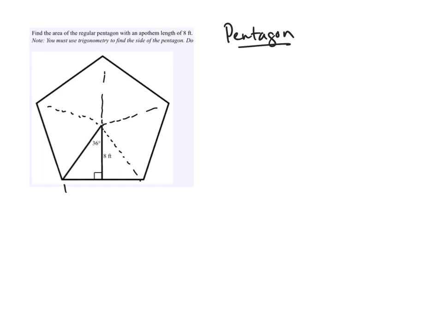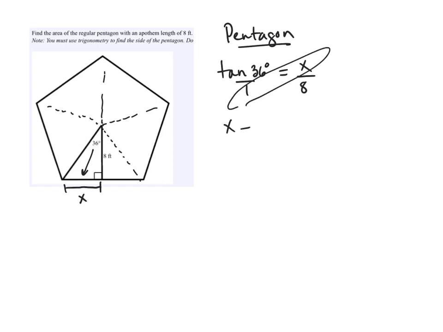So if we call this side here x, and we see that it's the opposite and 8 is the adjacent, we know opposite and adjacent is tangent. We can say the tangent of 36 degrees is equal to x over 8. If we put the tangent of 36 over 1, we can cross multiply. X will be 8 tangent 36.